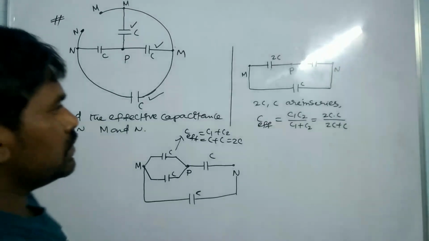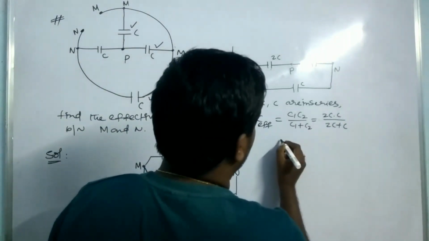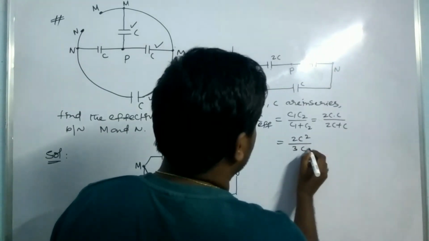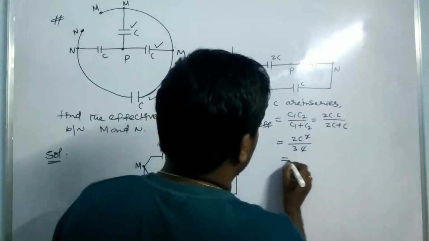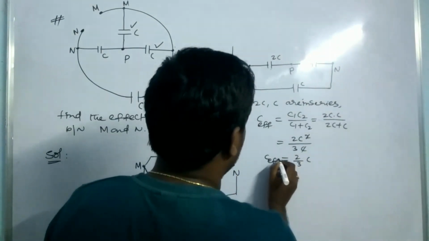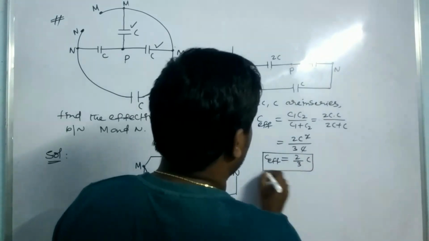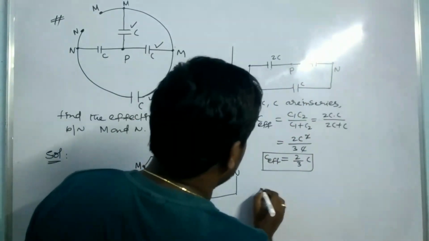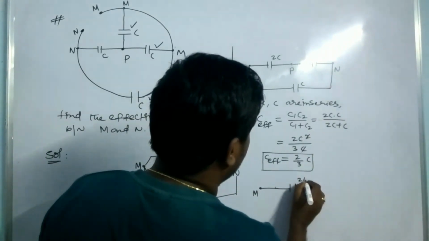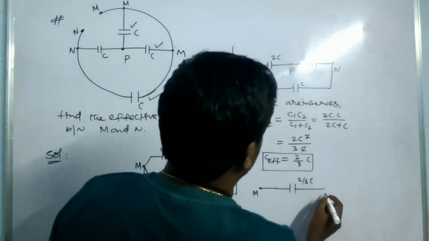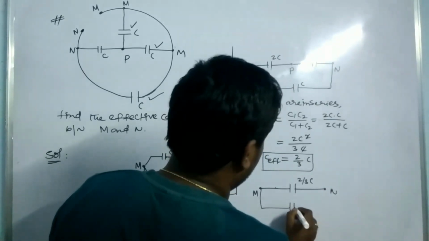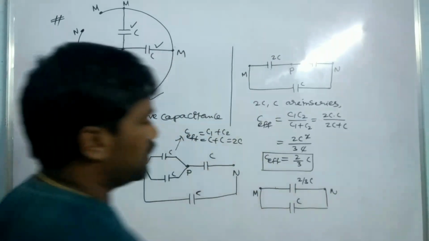Okay. Let's find that. It is equal to 2C square by 3C. C and C cancel out. It is 2 by 3 C. So this is the C effective. Here the next circuit: this is point M here, and here the capacitor is 2 by 3 C, and this is point N, and there is one more capacitor having C here, right?